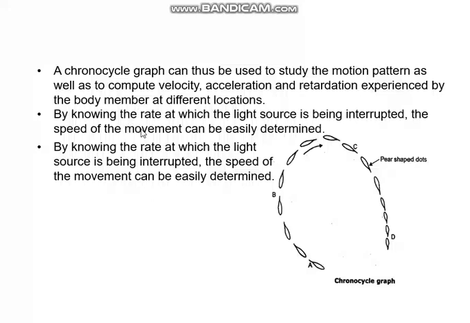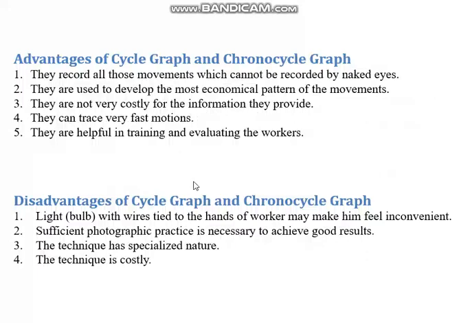By knowing the rate at which the light source is interrupted, the speed of movement can be easily determined. You know at what frequency, at what rate, the light is flickering, and thereby you will be able to calculate the speed and other things. This is what the chronocycle graph is.